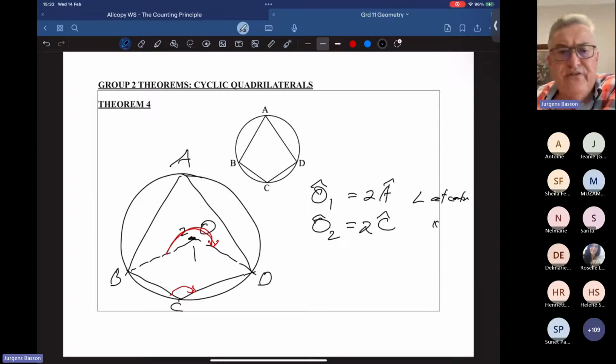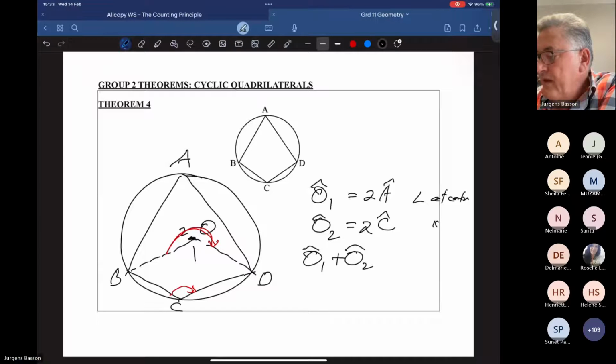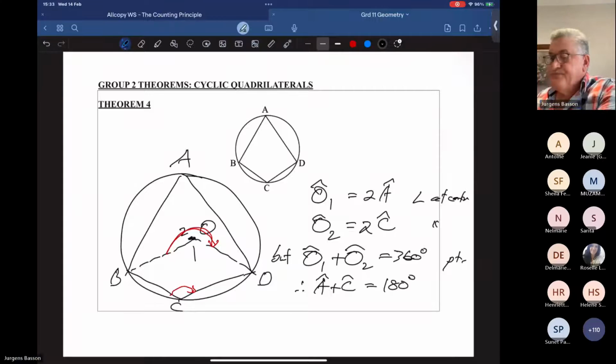You will notice I write a few steps, but it's just that they follow. I don't do a formal proof. We will worry about the formal proofs much later. So we can now say, but O1 plus O2 is equal to 360 degrees. It's angles around a point. So what can we say about angle A plus angle C? So A plus C is equal to 180 degrees.